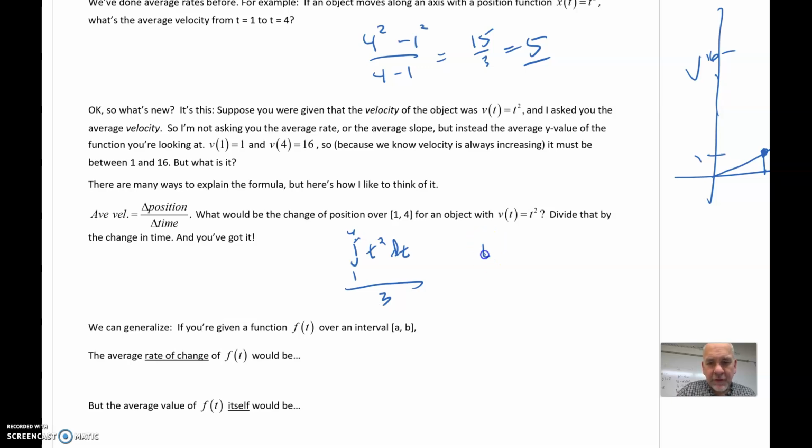Of course, you'd have to go t cubed over 3, and then evaluate that from 1 to 4, still divided by 3. So that's 4 cubed is 64 over 3, minus 1 over 3, over 3. That's 63 over 3, which is 21, divided by 3, which is 7.